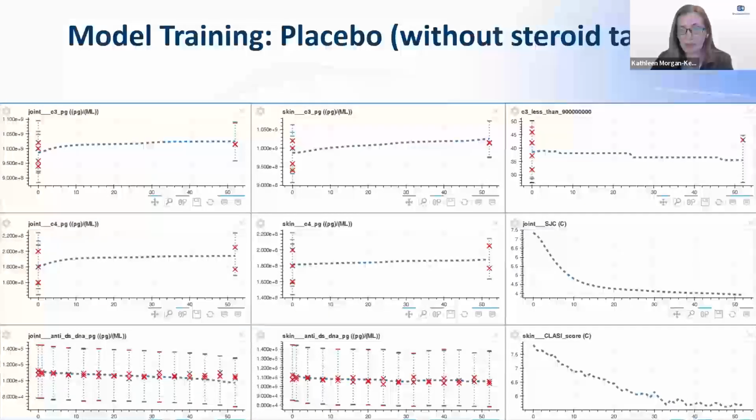This is an example of a model fit to one of our placebo arms, which does not include a steroid taper. As you can see, the model has good performance for C3, C4, and concentrations of anti-double-stranded DNA.